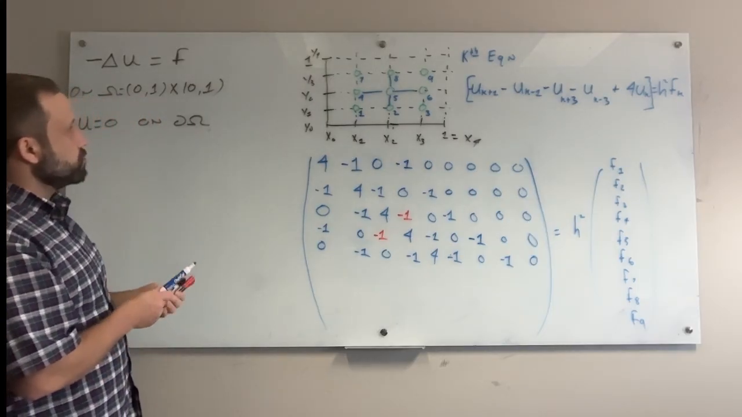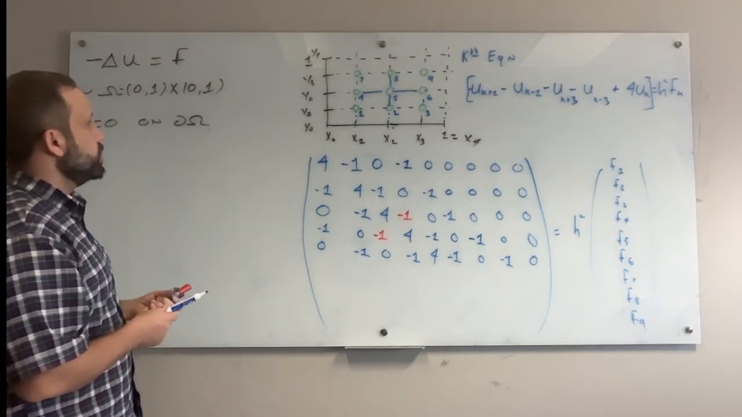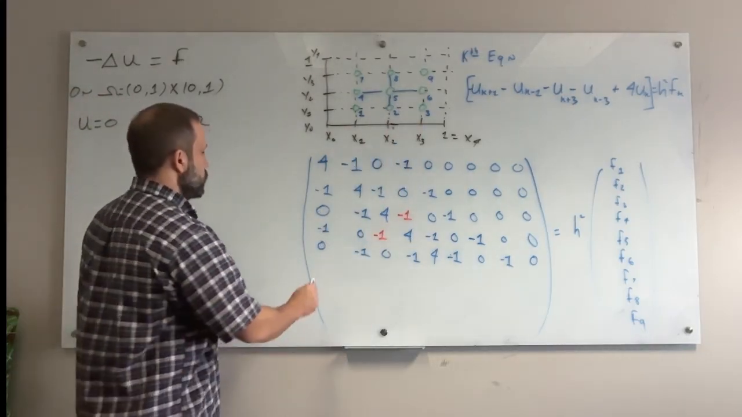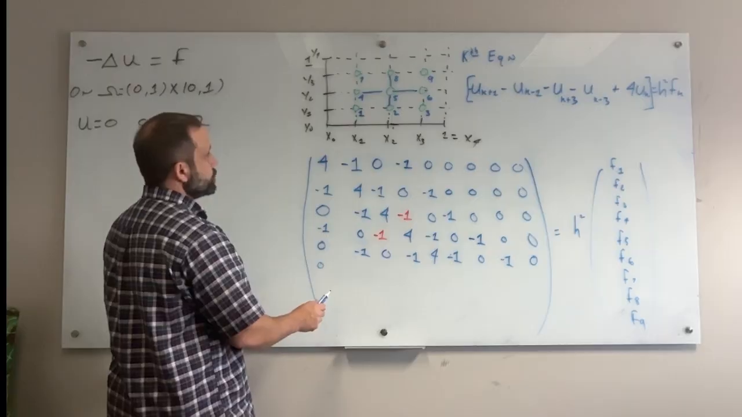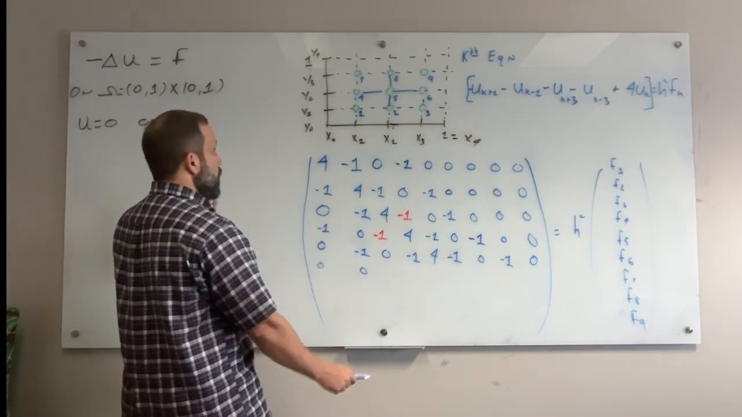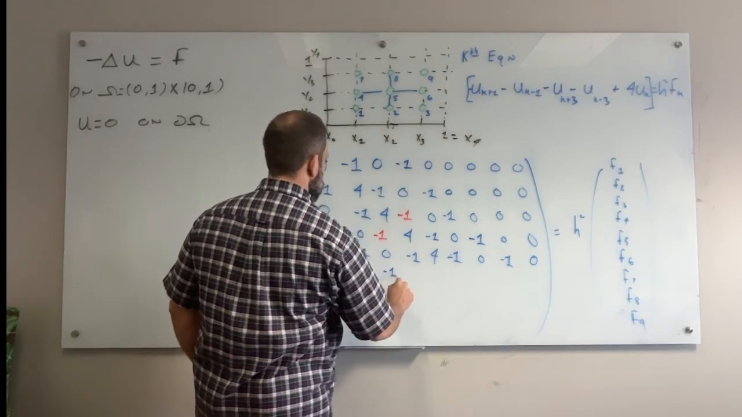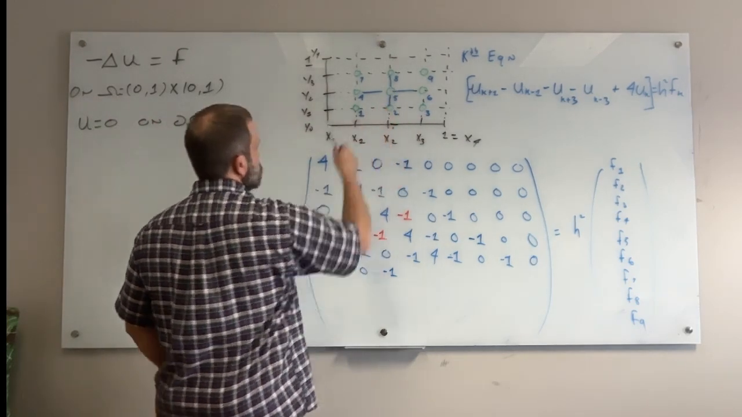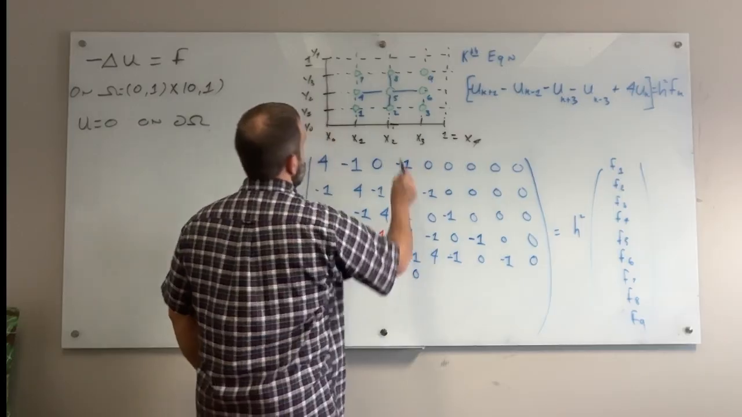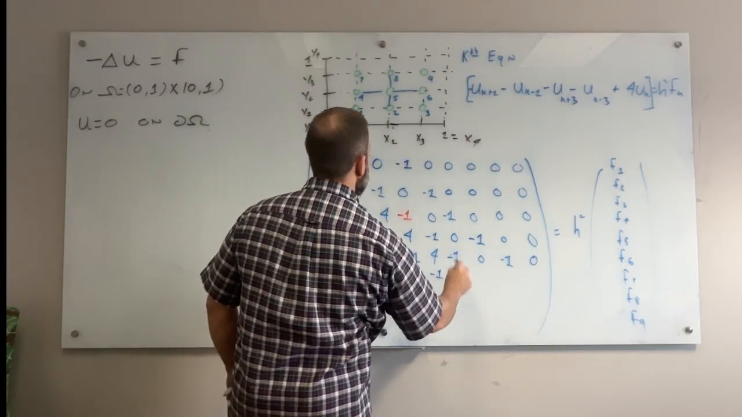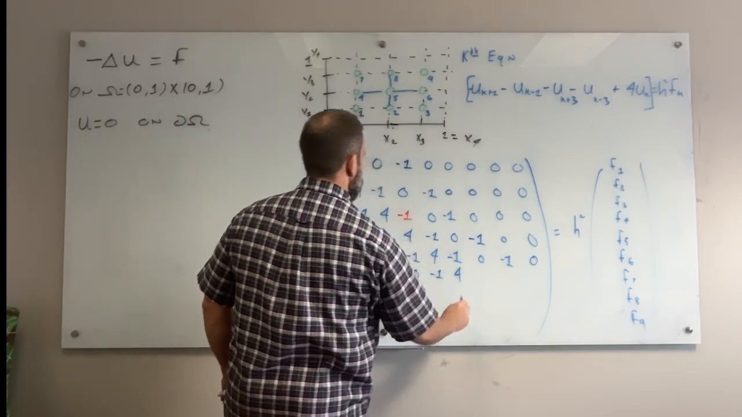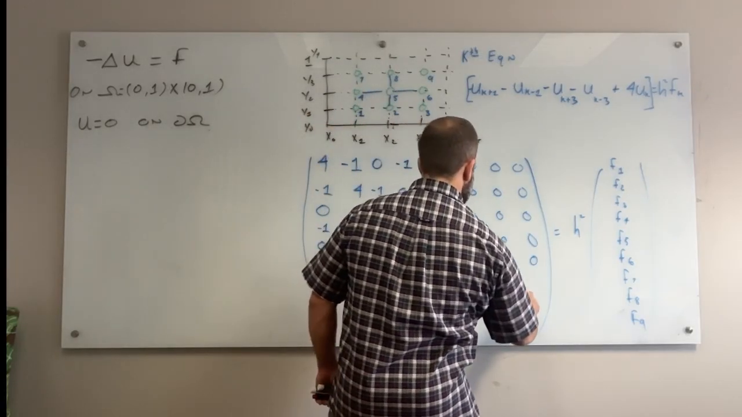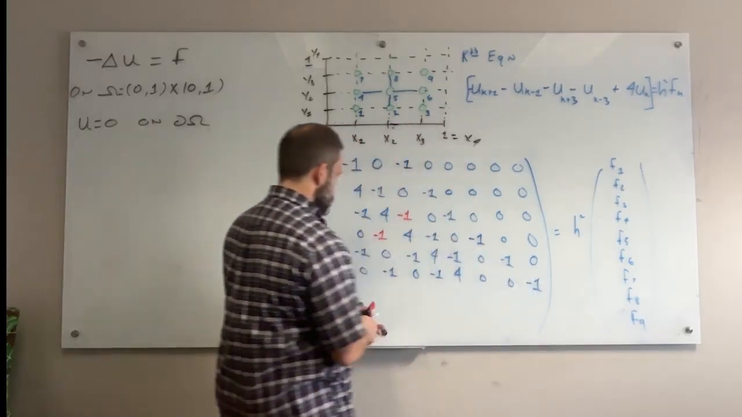Okay, now let's look at the 6th row. Again, we're going to have something happening here that we need to worry about. So again, if we just consider what the stencil says, there's no coefficient on U1. There's no coefficient on U2. The coefficient on U3 is going to be equal to minus 1. The coefficient on U4, again, just looking at this, is 0. The coefficient on U5 will be minus 1. The coefficient on U6 will be 4. The coefficient on U7 is 0. The coefficient on U8 is 0. And the coefficient on U9 is minus 1.